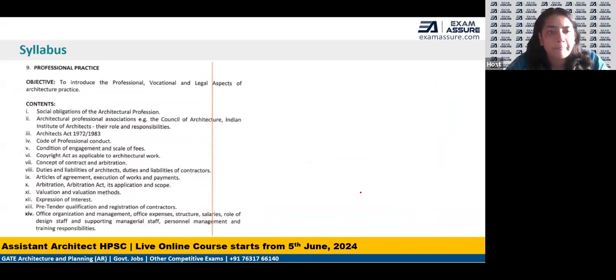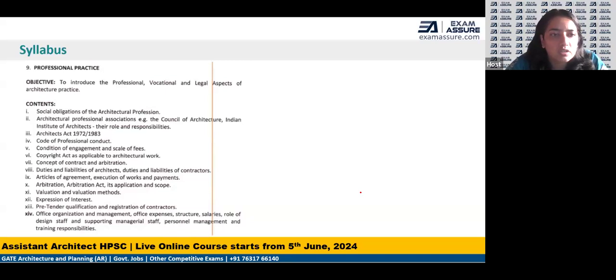Then coming to professional practice, here you are expected to know the vocational and legal aspects of your architectural practice. So right from the Architects Act 1972 to what is the code of conduct, professional conduct, plus conditions of engagement and scale of fees, for what work, for conservation work, what should the fees be? For landscape work, what are the fees? Interior work, what are the fees, etc. This is clearly all mentioned on the COA website as well.